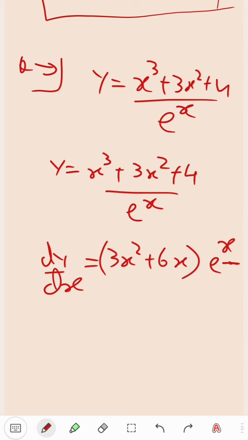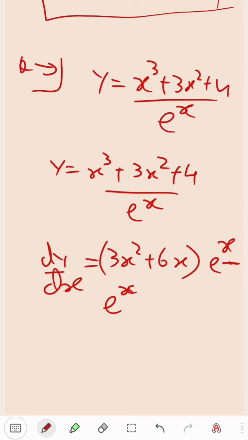Then the derivative of e to the power x will be the same, e to the power x, okay, and this is valid only for e, not for other values such as 2 or 3. So the derivative of 2 to the power x and 3 to the power x would be different, but the derivative of e to the power x would remain the same as e to the power x, okay.